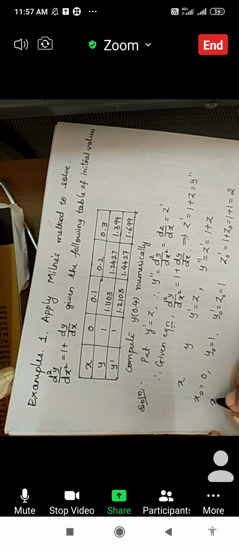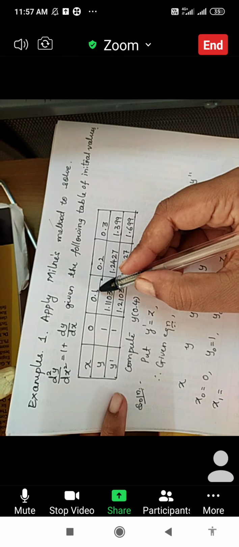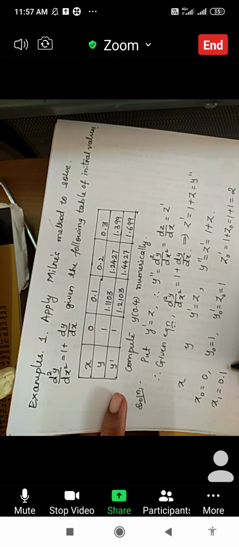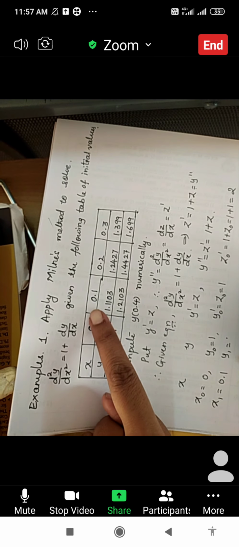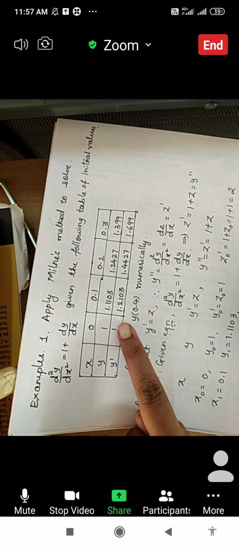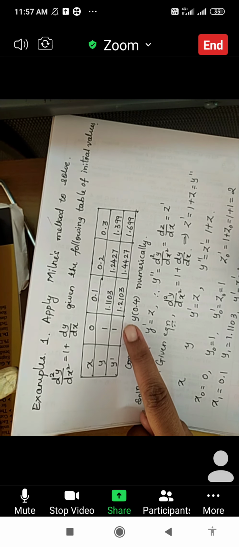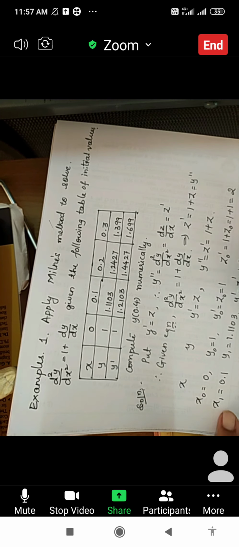Next value of x, refer to it as x1. So the next value of x given is 0.1. The corresponding value of y is denoted as y1. So for 0.1 we have 1.1103. Then y1 dash is nothing but z1 also, 1.2103. Let me write here 0, 3.